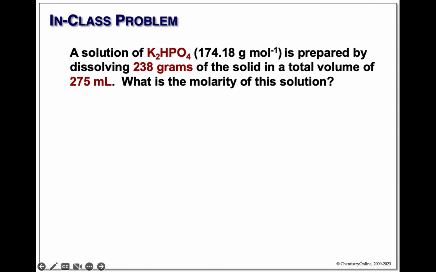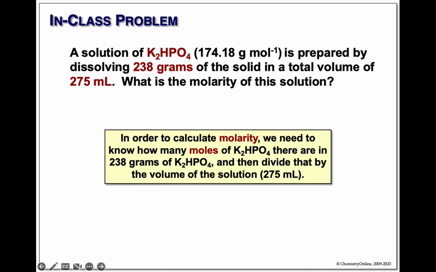Potassium hydrogen phosphate. We have 238 grams, dissolved in 275 mils. What's the molarity? Take those numbers, set it up. Mass over molar mass divided by volume in liters. And let's see what we get. I'll pause for a moment.